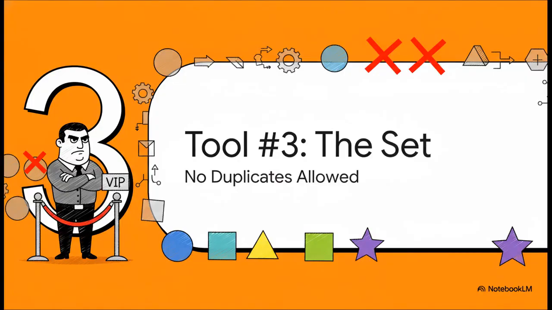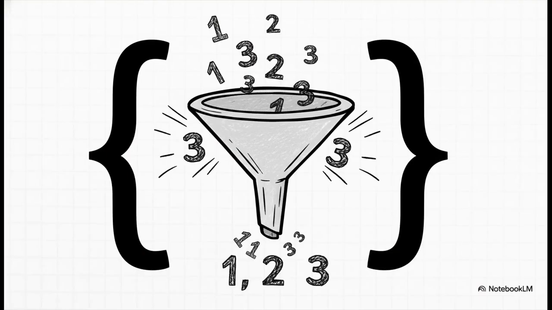All right, tool number 3, let's talk about the set. This one has one job, one single-minded purpose. No duplicates allowed. It's like the bouncer at a club for your data, making sure everyone inside is one of a kind.